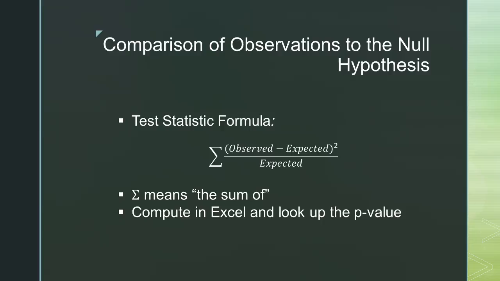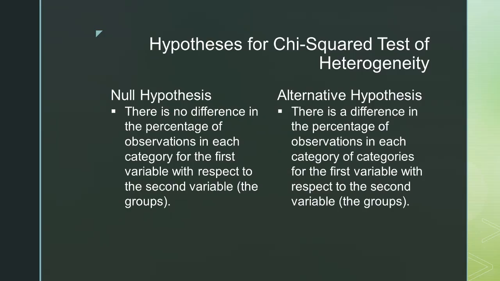Excel directly. We are considering whether counts across specific categories are similar across two or more groups. For example, do 4th and 5th graders choose chocolate ice cream over vanilla at the same rates? Under the null hypothesis, there is no difference in the percentage of observations in each category across groups. Under the alternative hypothesis, there is a difference.